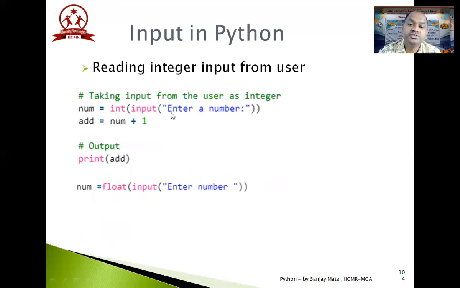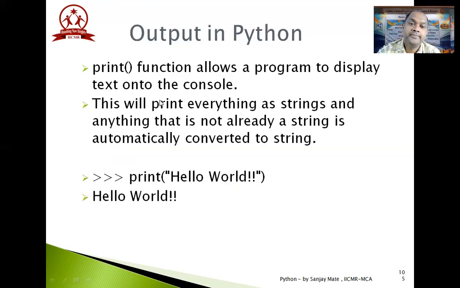Reading integer input from the user: here I am reading an integer, that is a number, the same as in the previous example. If I want to read a float value, for example weight or height, you can get that input as a string, convert it into float using casting, and then store it into a variable. So this is all about the input.